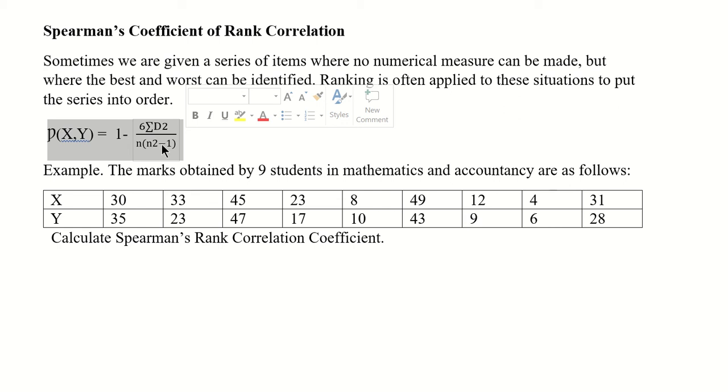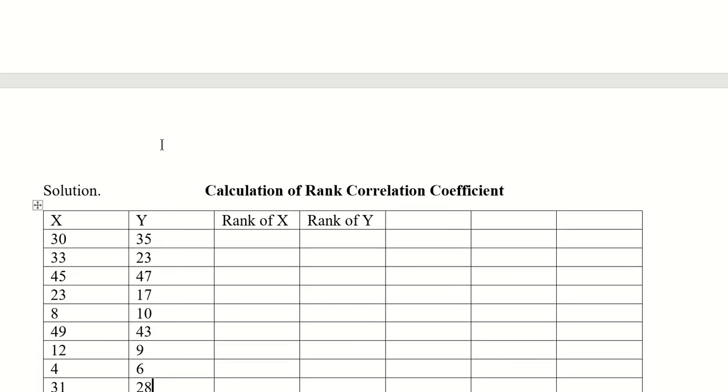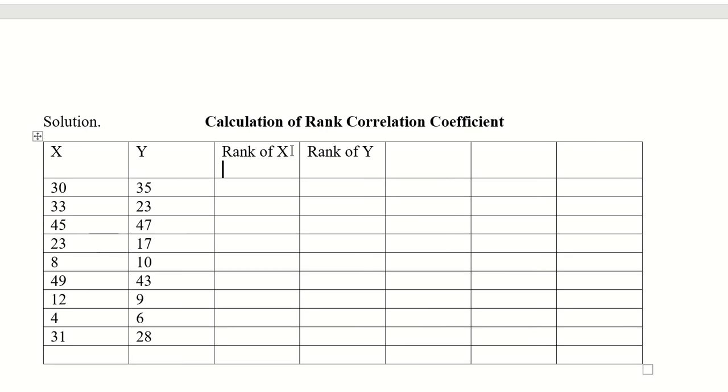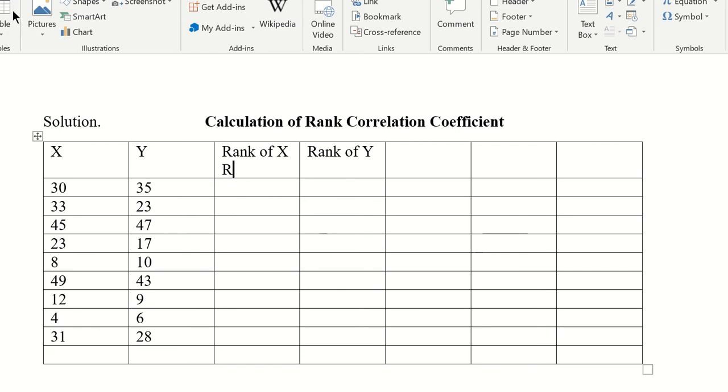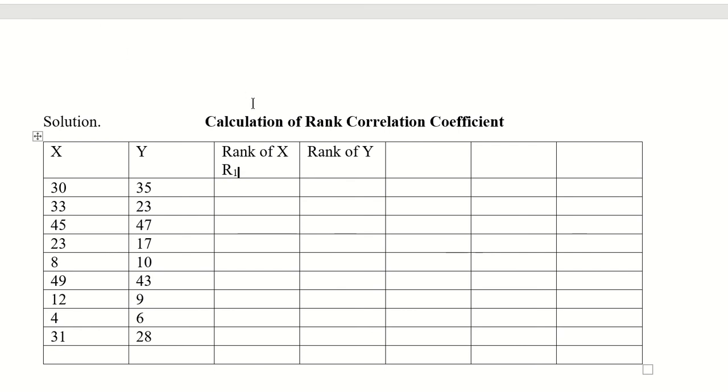Now we will understand how we calculate rank correlation. So the question is given to you. The first thing we need to do is find the ranks. Okay. So to calculate rank, we will calculate R1 and R2.